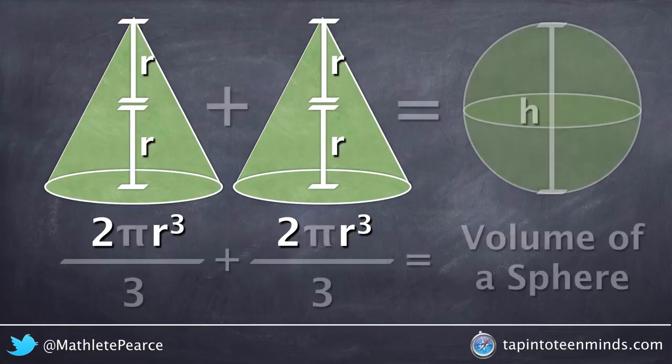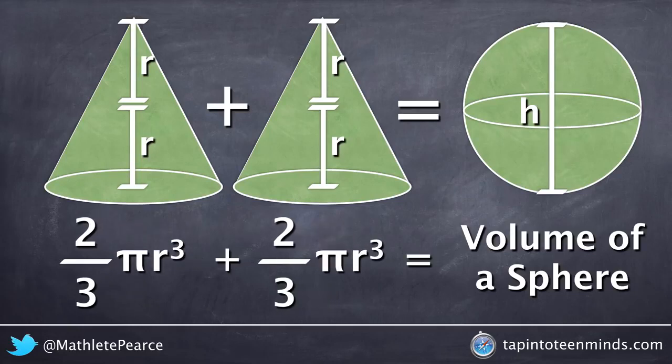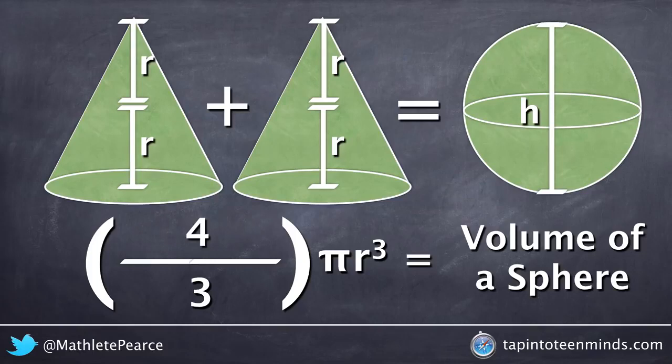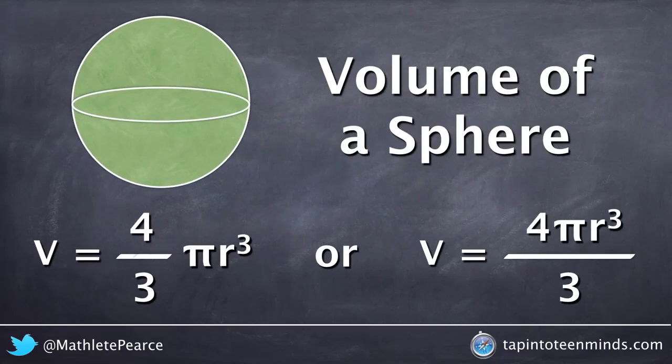Simplifying further, we'll notice that we have two fractions, 2/3 pi r cubed plus another 2/3 pi r cubed. So let's write this a little differently to make it look a little easier to work with. While we can likely see that 2/3 plus 2/3 is 4/3, let's put them together to make this a little more obvious. Since we have a common denominator of 3, we could put our 2 plus 2 in the same numerator over one denominator of 3 to get 4/3 pi r cubed, which can also be written as 4 pi r cubed over 3.